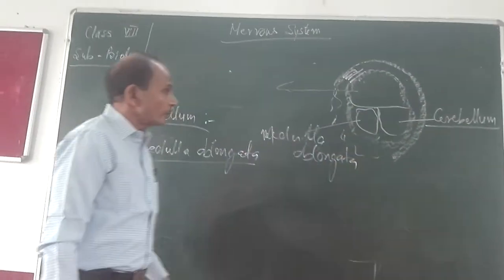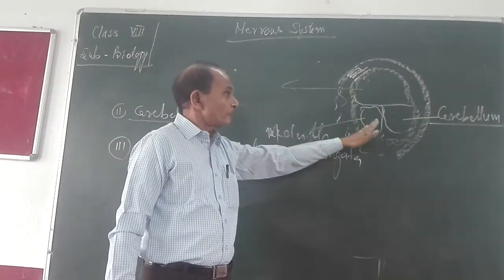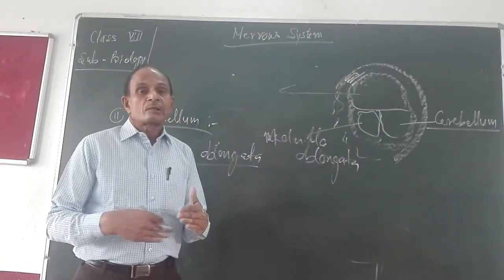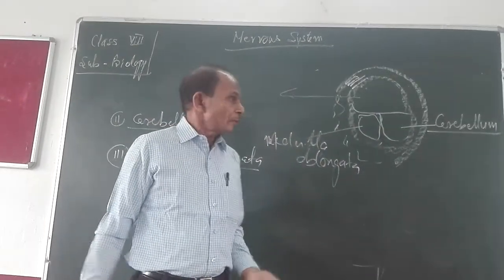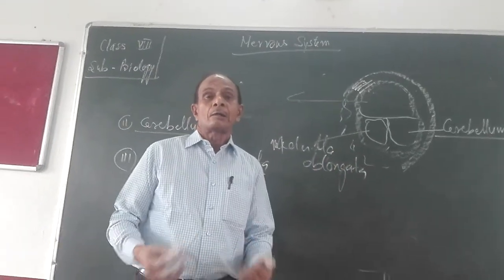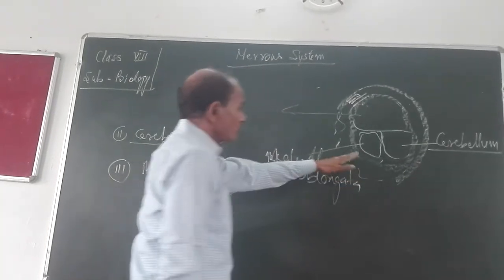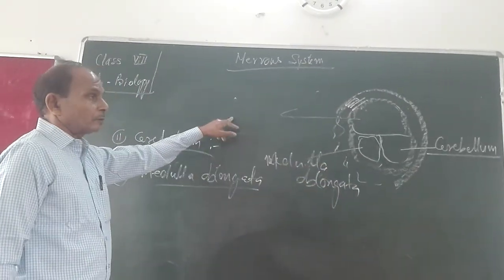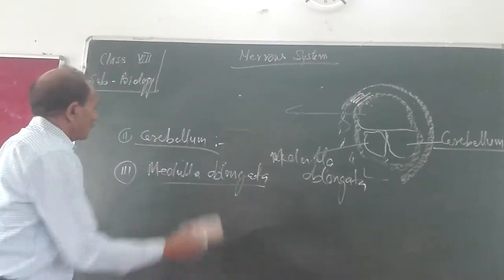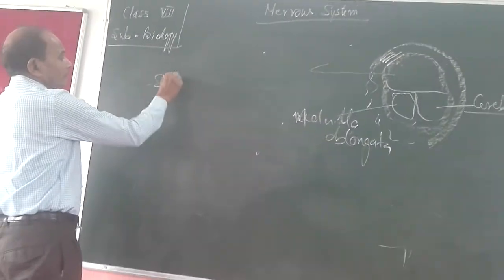So what is the medulla oblongata? The medulla oblongata is the third part of the brain, which lies below the cerebrum and in front of the cerebellum. In it, the gray matter is towards the center, white matter is towards the periphery. This medulla oblongata controls all involuntary actions of our internal organs. So you have studied about the brain, the three parts of the brain. Now we are going to start the second part of the CNS, that is the spinal cord.